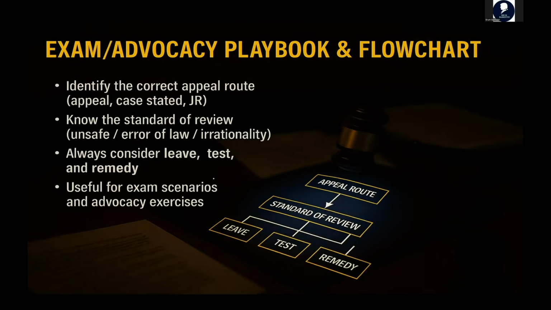So for exam and advocacy purposes, really it's just memorizing the core basis of the flow chart. So who is appealing, which court, on what basis, and what remedy is available. So we've got appeal, case stated, or judicial review. Each has its own route, test, and outcome. And always remember the mantra, justice must not only be done, but seen to be done.